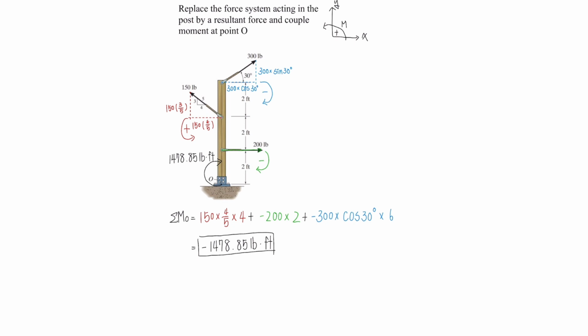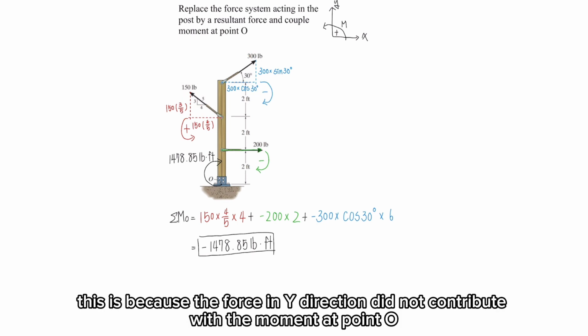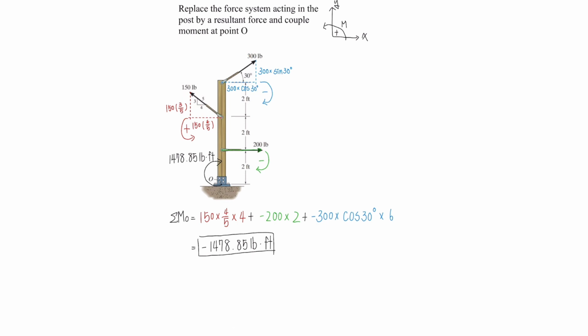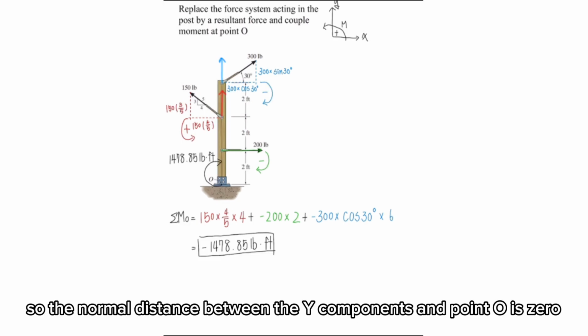We will draw the moment rotating in the clockwise direction on the diagram because the answer we got is negative. Notice that we did not add the y components. This is because the force in y direction did not contribute to the moments at point O, as the line of these forces passed through point O. So the normal distance between the y components and point O is 0.